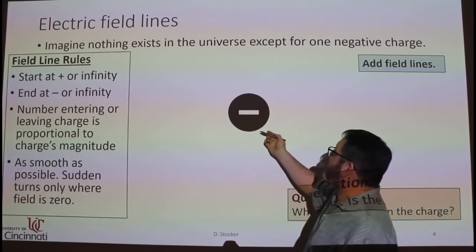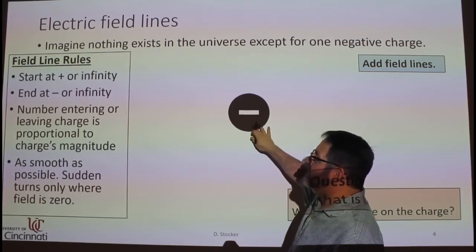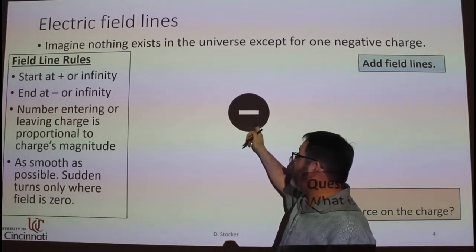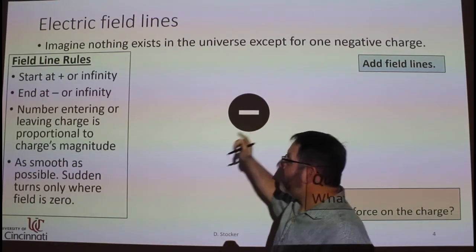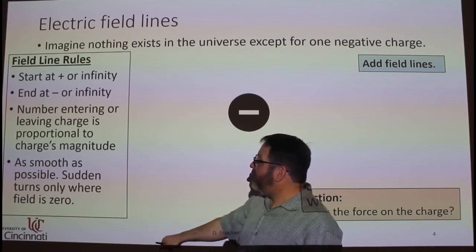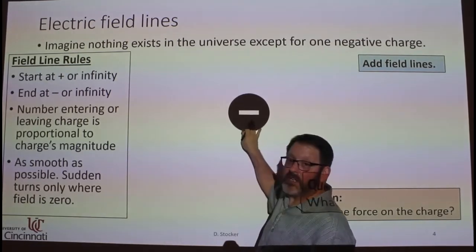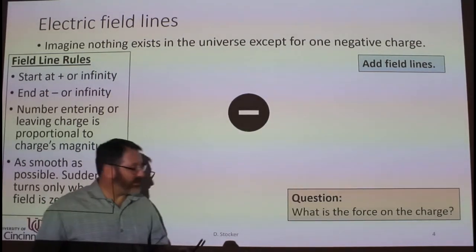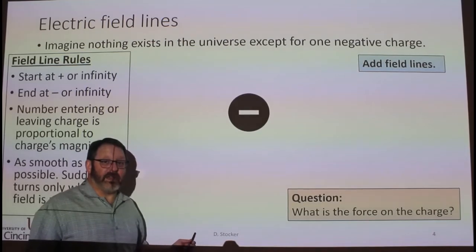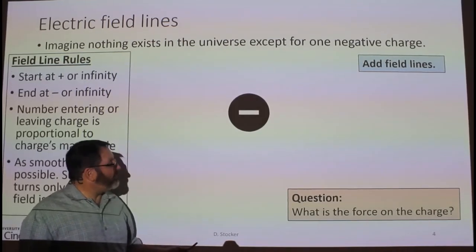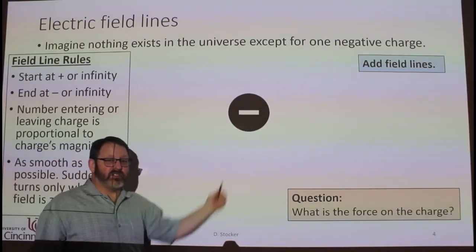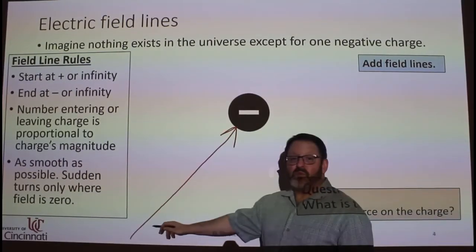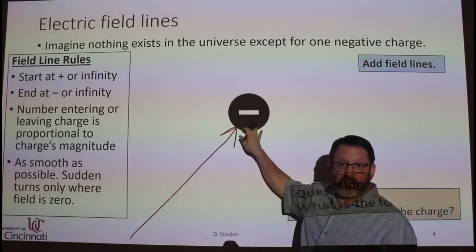Alright, so can we try to draw things from this? They start at plus or infinity. This is a minus. That means no field lines can start here. So that means they have to start at infinity and they can end at the negative charge. So there'll be arrows that point toward this charge. I can't really start at infinity, but I can start at the edge of the page. The smoothest way I can get from the edge of the page to here is to just draw a straight line. So there is one field line associated with this charge.